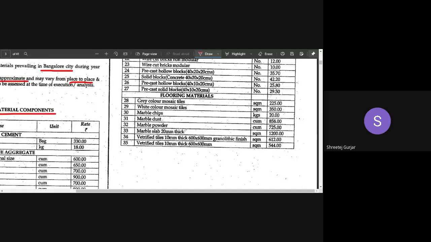Marble slabs, marble tiles are also available, vitrified tiles, mosaic tiles. We have seen all these kinds of tiles, right? In the specifications, we have learned regarding this.